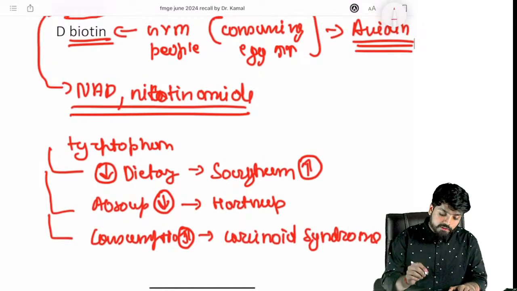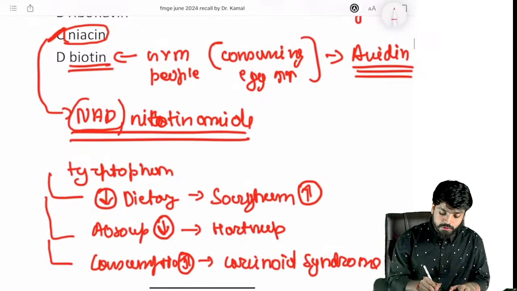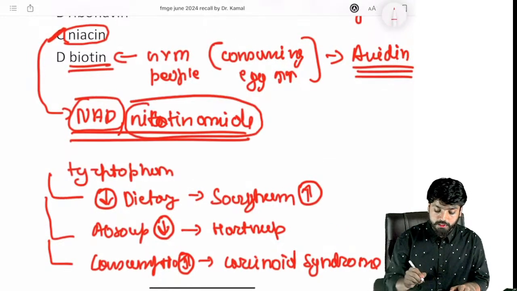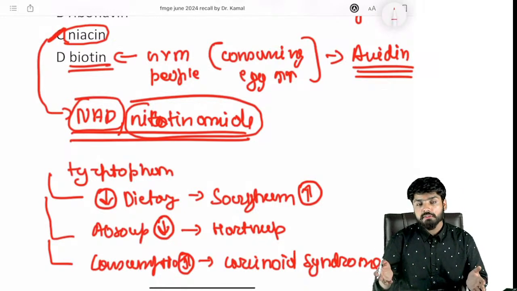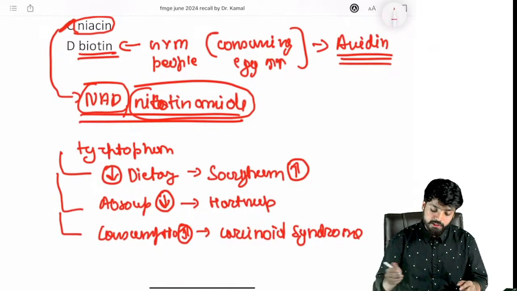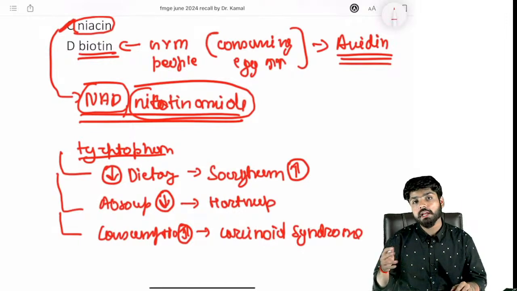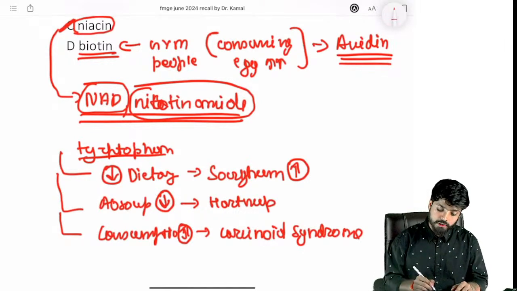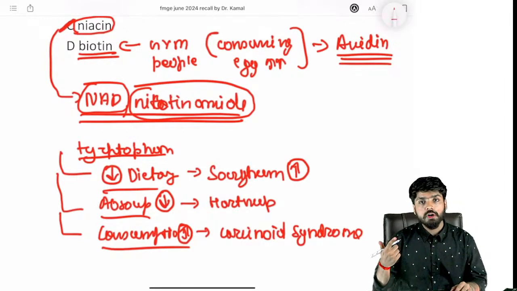So okay, even if it was nicotinamide, it's straightforward. Niacin is also given as NAD or nicotinamide. On the other hand, if it was tryptophan, then for your learning, you can remember that tryptophan deficiency can also lead to pellagra-like symptoms. And how can it happen? In any of three ways: low dietary intake, low absorption, or high consumption anywhere else in the body.